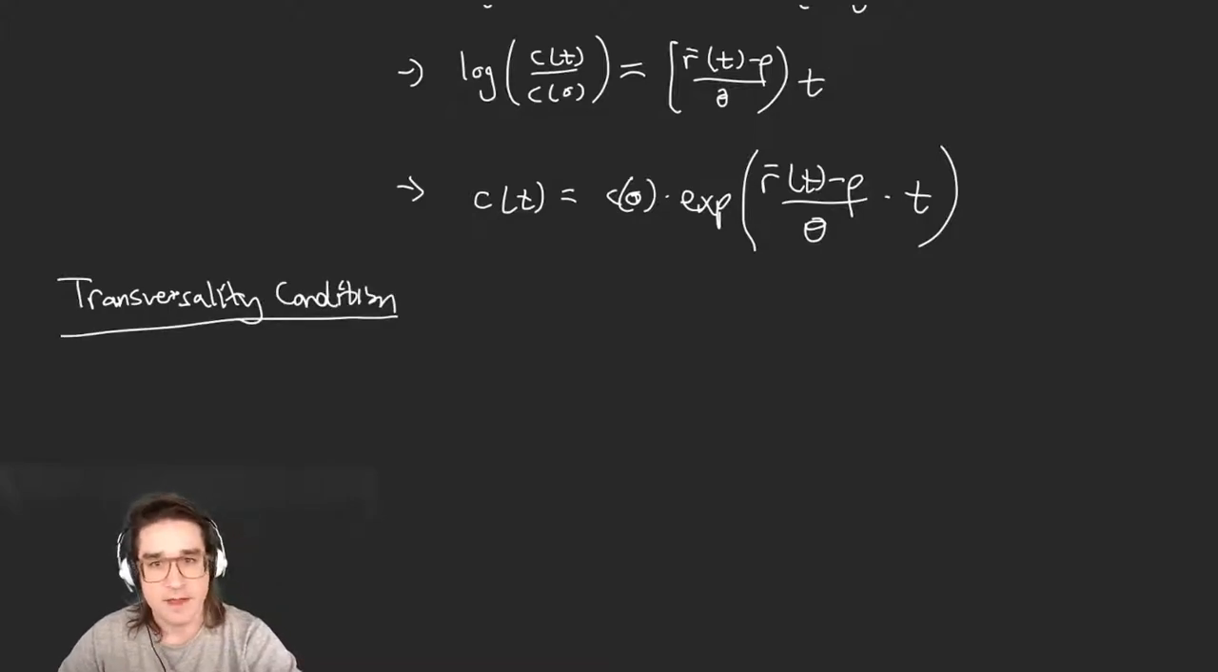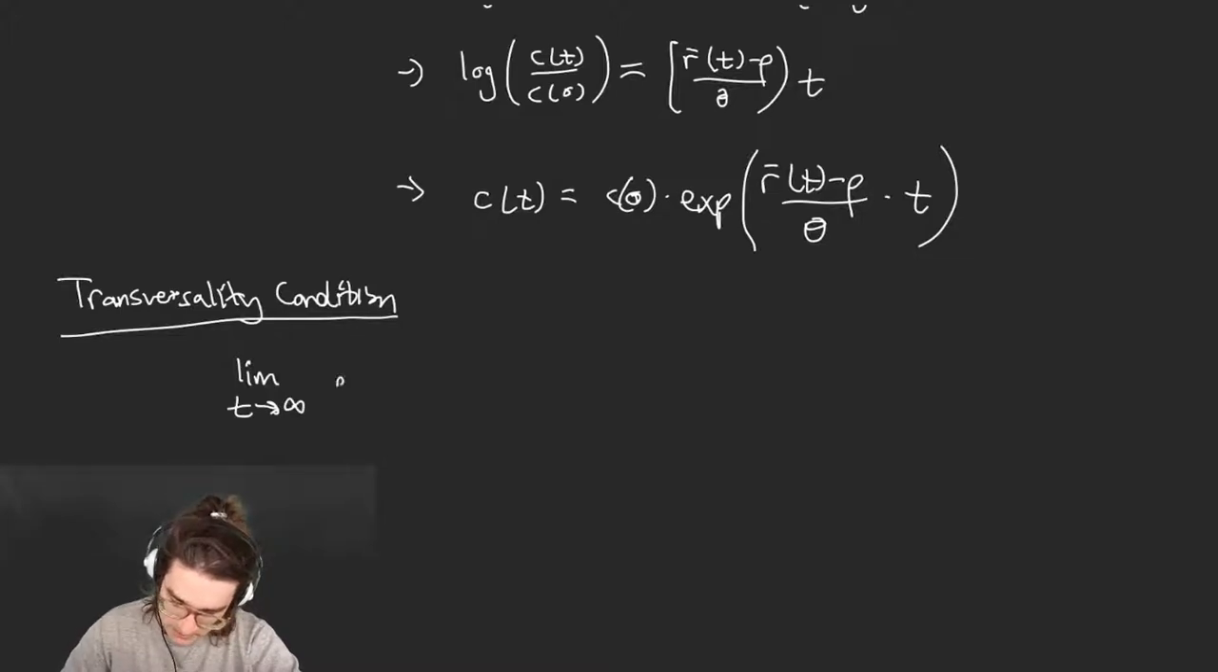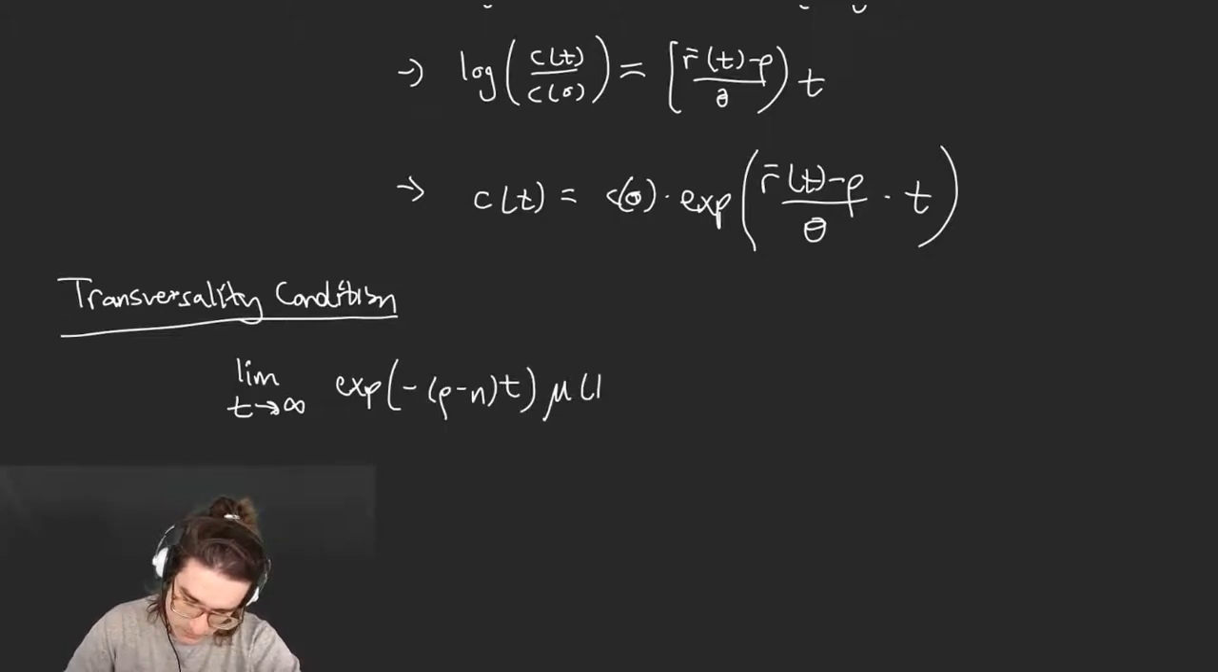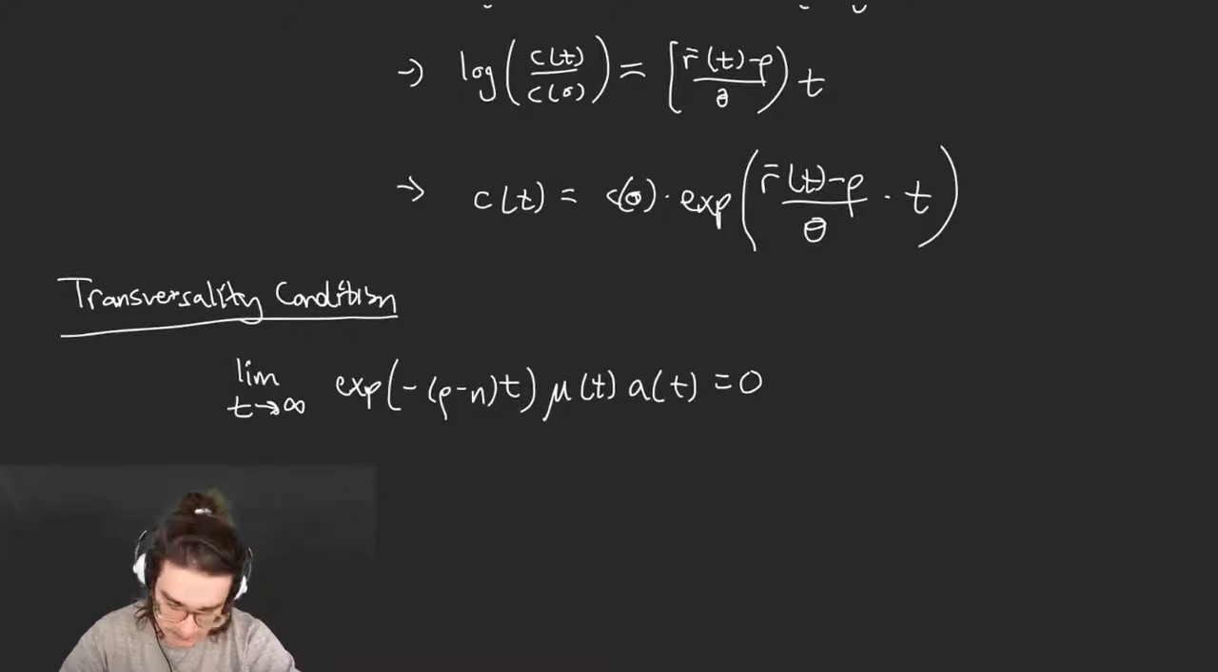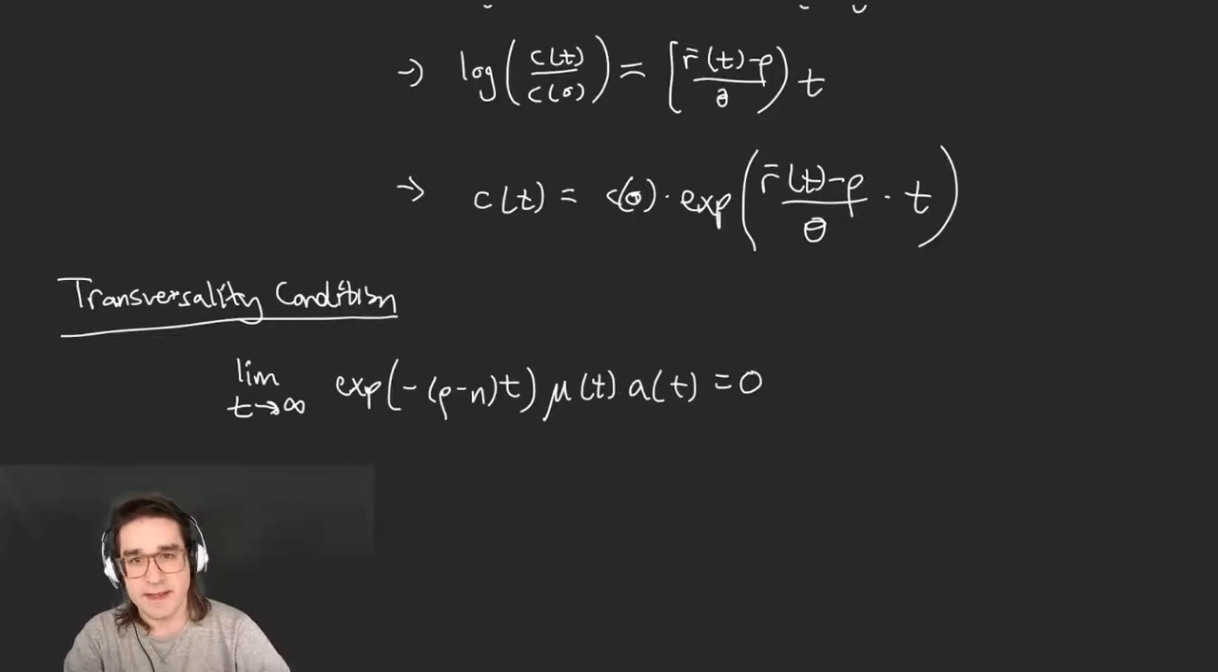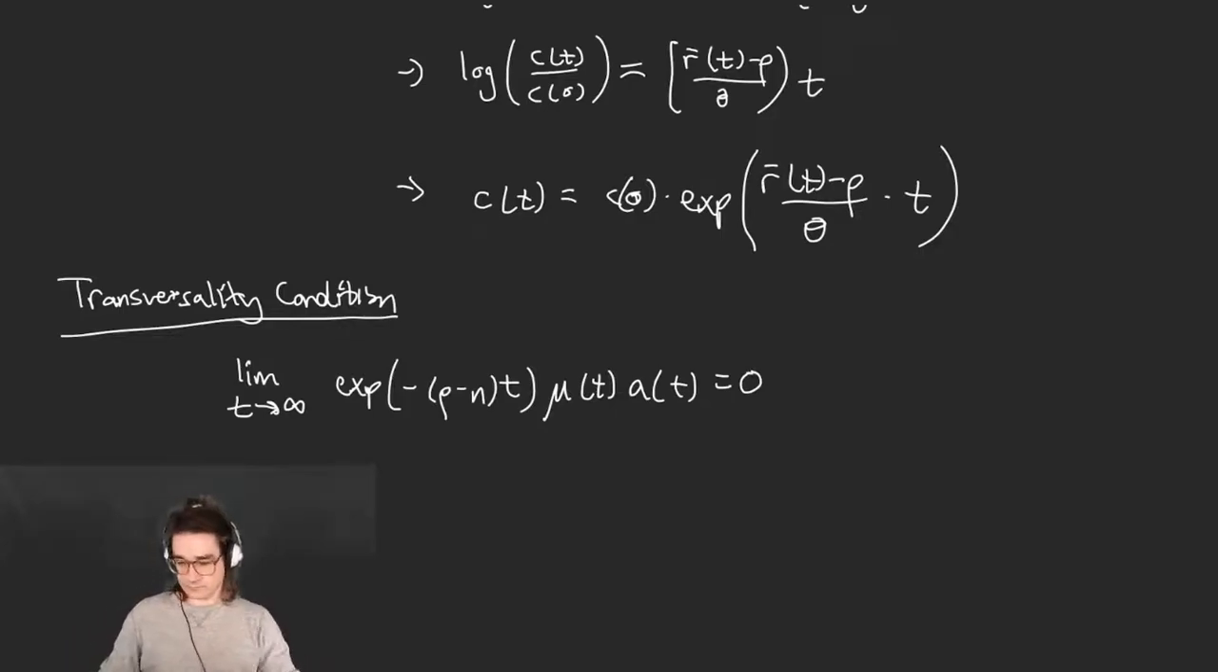Boom. What is it? It's going to say that the limit as t goes to infinity of the properly discounted value of our assets should be zero. That's our transversality condition. Okay. Now, let me think about this.